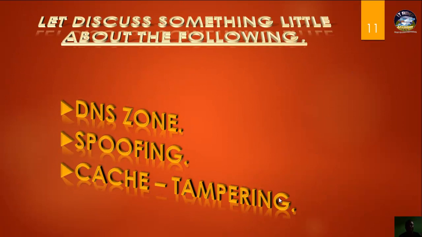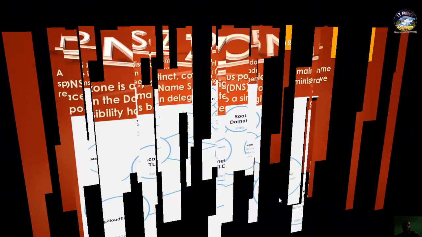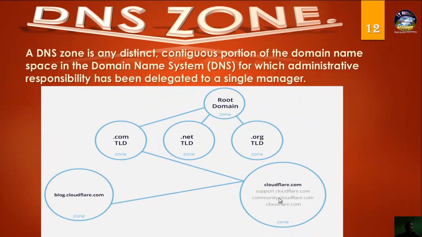So let's discuss a little about the following: DNS zone, spoofing and cache tampering. Alright, so let's start from DNS zone. A DNS zone is any distinct contiguous portion of the domain name space in the domain name system for which administrative responsibility has been delegated to a single manager.